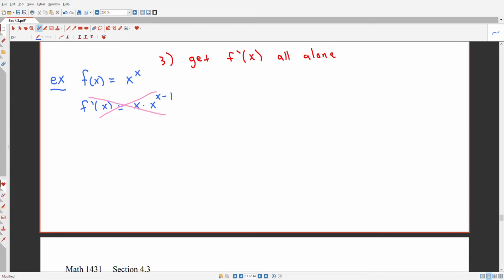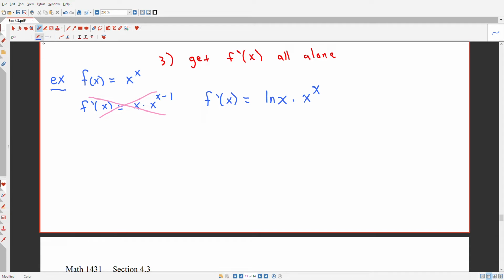Maybe you want to use the a to the x rule that we practiced in the notes for 4.2. Some people might say, oh, I know what to do. This derivative should be, we should treat this as a to the x, and so that should be like the natural log of a, which is the natural log of x, times x to the x.